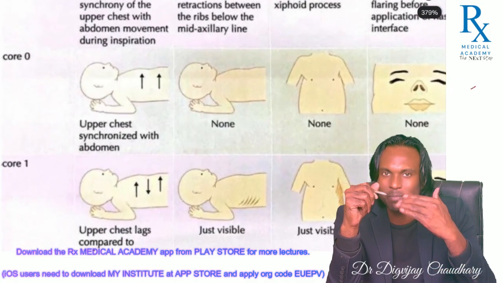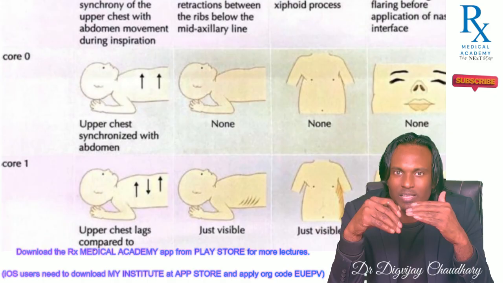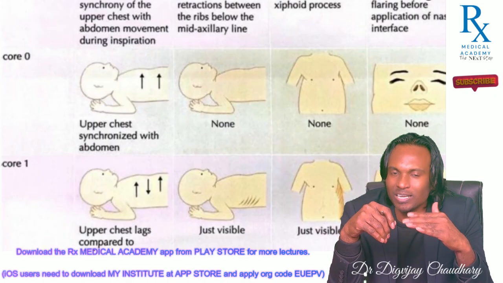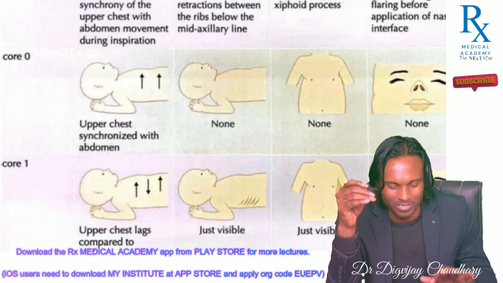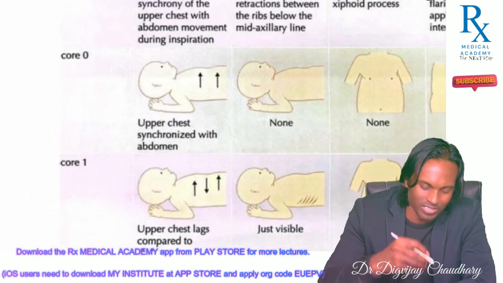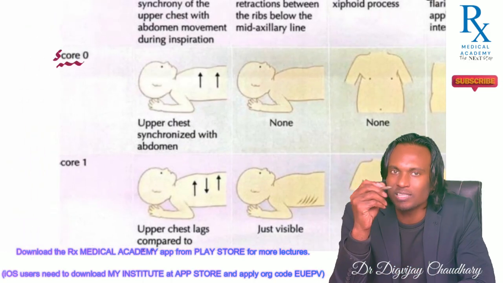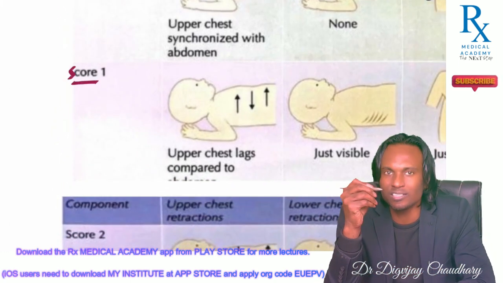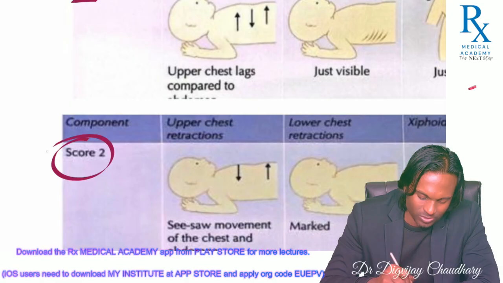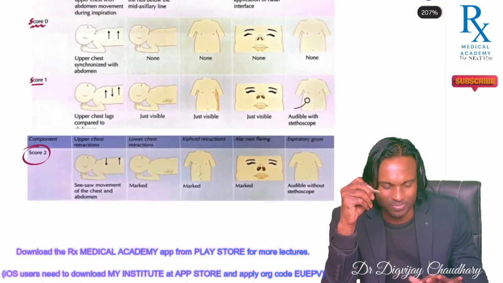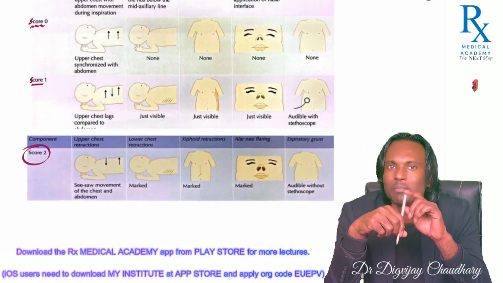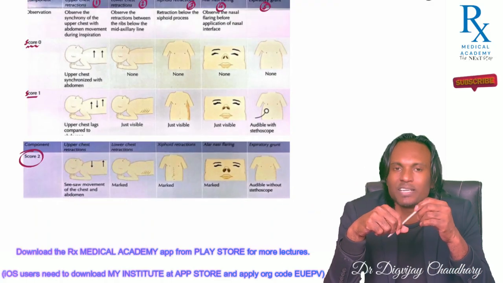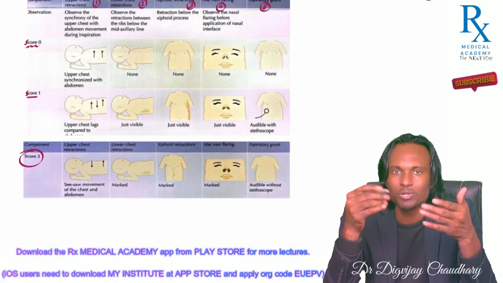Now let's understand a basic thing. During inspiration, there is simultaneous chest rise, that is upper chest rise, as well as rise of the abdomen. This is normal. So when things are normal, you will give a score of 0. When things are slightly compromised, you will give a score of 1. And when things are worse, you will need to give a score of 2. Therefore, for any component, the minimum score will be 0 and the maximum score will be 2. The more respiratory distress the patient has, the more score will be given.